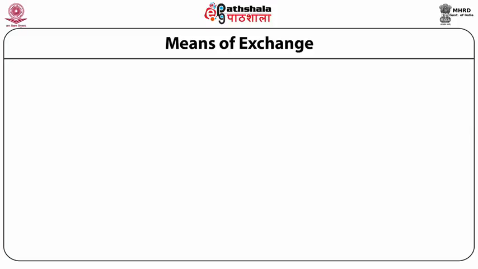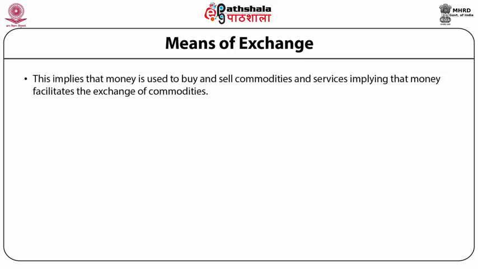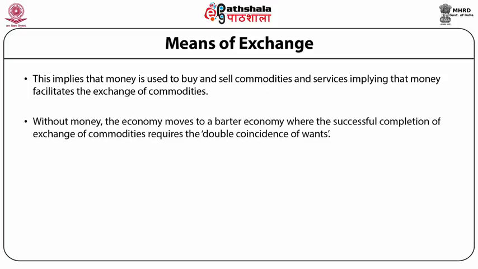Means of exchange. Money is used as a medium of exchange. This implies that money is used to buy and sell commodities and services, implying that money facilitates the exchange of commodities. This function of money is so significant that if money is withdrawn from the modern day world, then the economies may not survive. Without money, the economy moves to a barter economy, where the successful completion of exchange of commodities requires the double coincidence of wants.